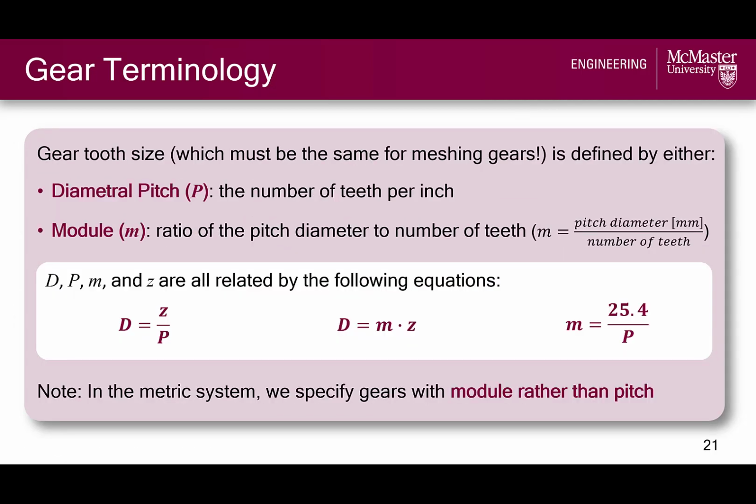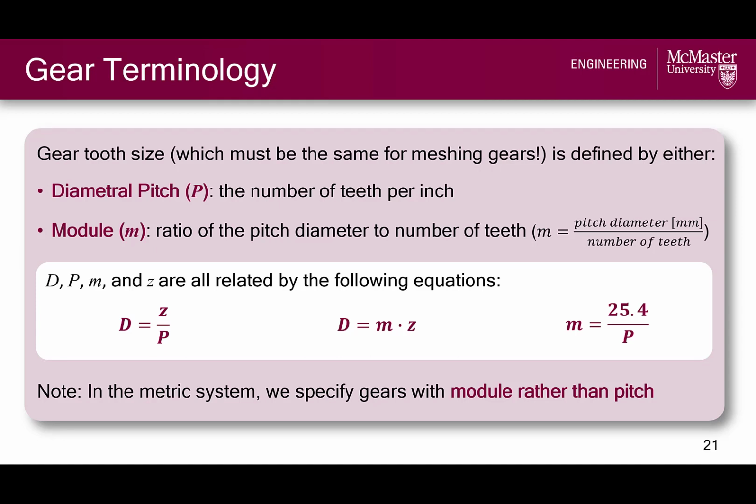Again, we mentioned that gear tooth size between meshing gears must be the same for them to mesh properly, and we can define gear tooth size using one of two measures. Our first option is the diametral pitch, represented by capital P, which essentially represents the number of teeth per inch. If we have a gear with a large diametral pitch, it will be a fine gear with very small teeth, whereas a small diametral pitch would correspond to a coarse gear with very large teeth.